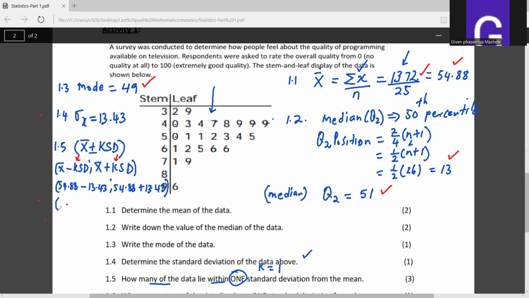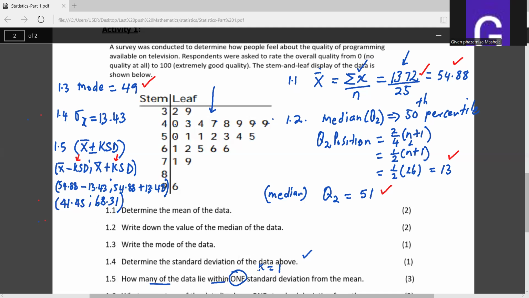So let's do the subtraction. 54.88 minus 13.43 gives us 41.45. And the other one, 54.88 plus 13.43, gives us 68.31. But the question says how many of the data lie within one standard deviation.